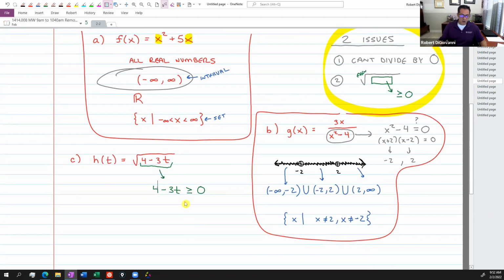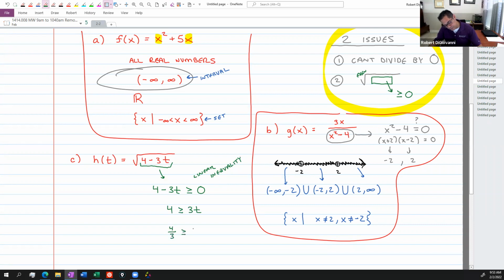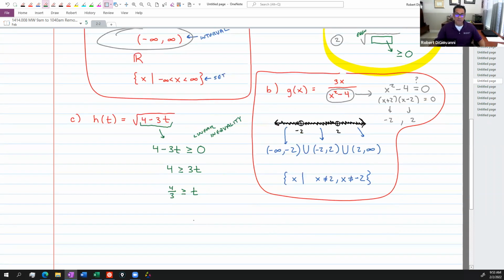So how do we solve this thing? This is called a linear inequality. To solve a linear inequality, we just treat it almost like a linear equation. We just move things around. So I'm going to move the 3t to the other side, make it positive 3t. So add 3t to both sides. And then I will divide by 3. And I get that t has to be less than or equal to 4/3.